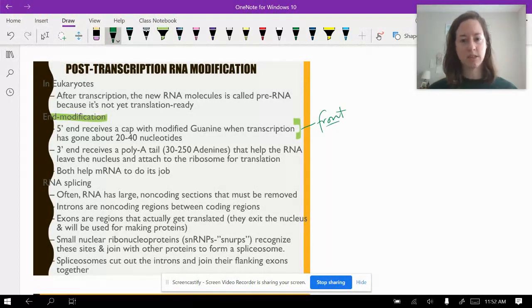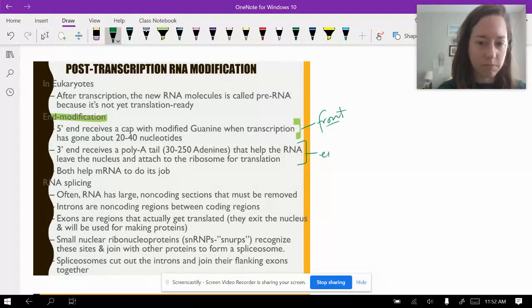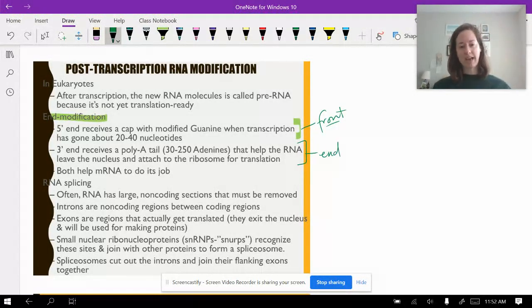And then on the end, there's a tail that gets added, and it's a bunch of adenines that basically prevent the RNA from getting broken down before it gets to the ribosome. The tail is really interesting because as soon as the mRNA leaves the nucleus, enzymes that are in the cytoplasm will start to degrade that RNA. So the poly A tail, which is on the end, is really important for making sure that the RNA is preserved long enough to actually produce the right protein.